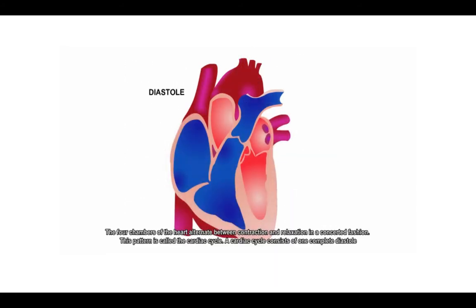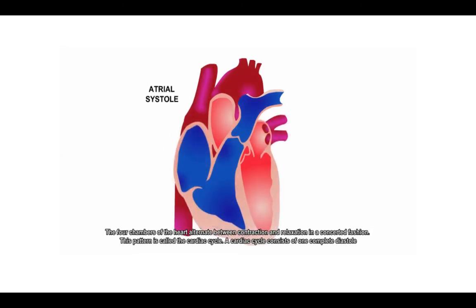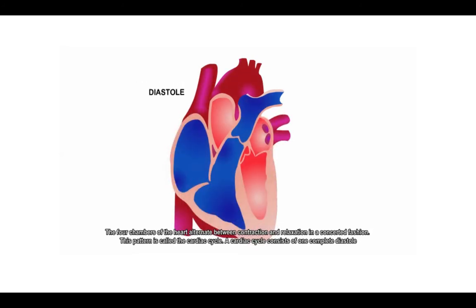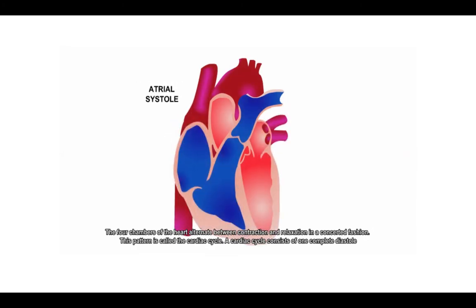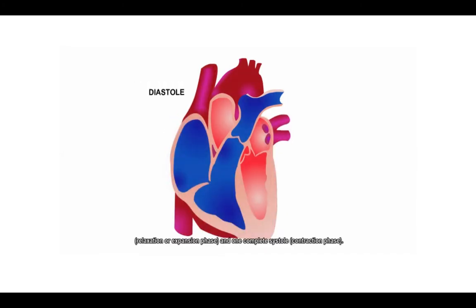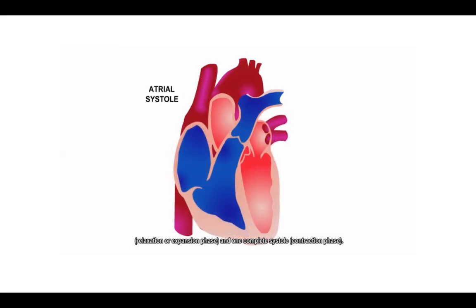The four chambers of the heart alternate between contraction and relaxation in a concerted fashion. This pattern is called the cardiac cycle. A cardiac cycle consists of one complete diastole, the relaxation or expansion phase, and one complete systole or contraction phase.